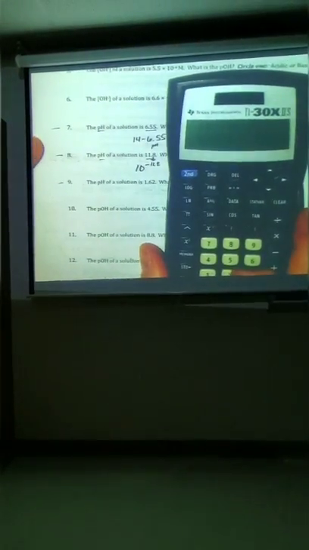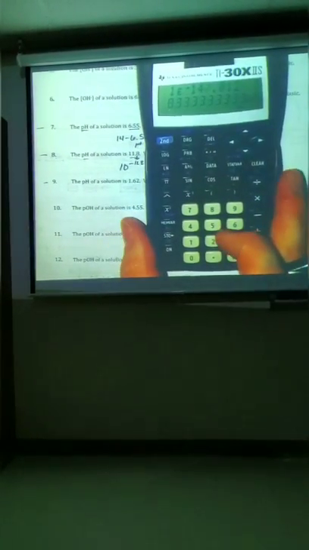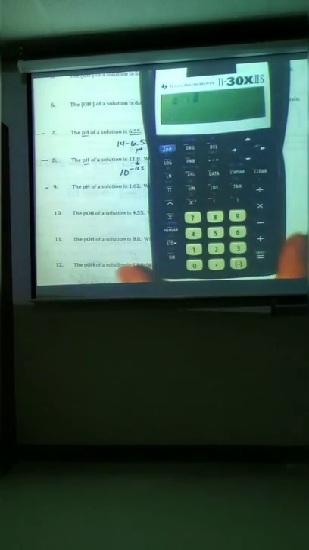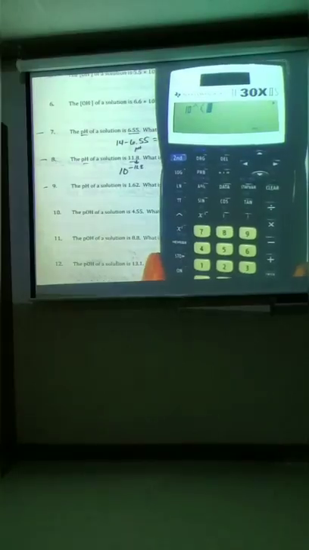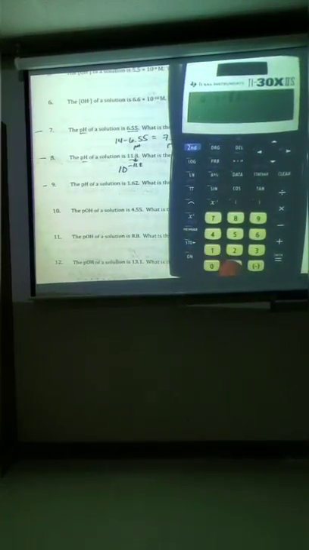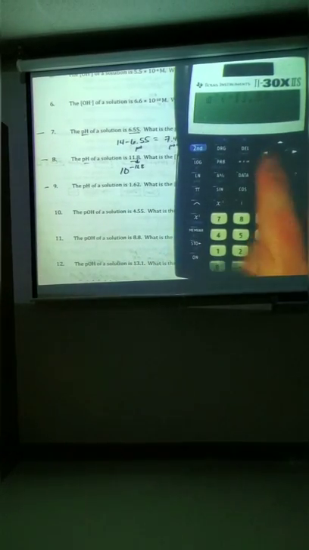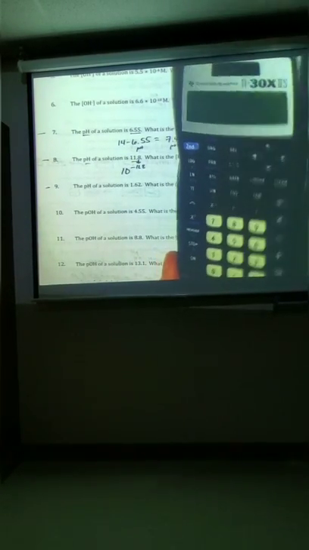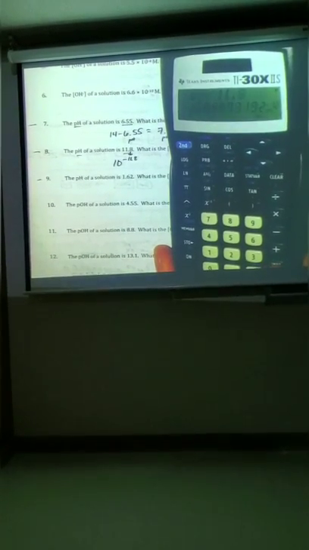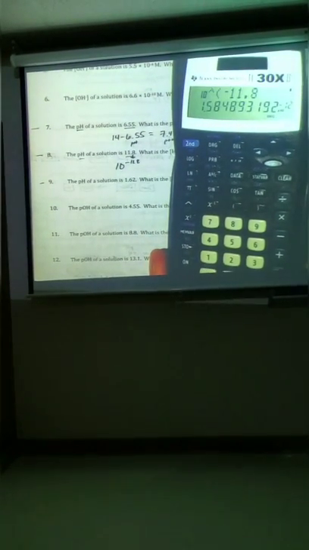Show what that looks like in your calculator. Just the inverse log button. So clear it out. Second log. Notice it looks just like our formula. We just need negative 11.8, not subtract, and not a 5. So now we're ready. So 1.58 times 10 to the negative 12.